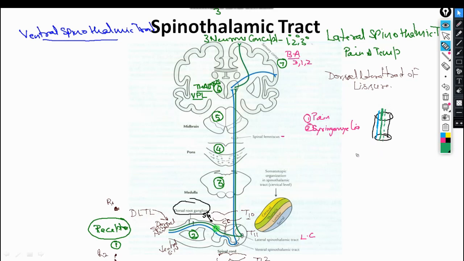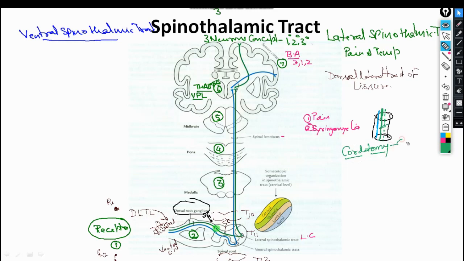So we can see here chordotomy. It's a chordotomy. So chordo means cord, tomy means cut. So the chordotomy is a surgical procedure in which the pain fibers are cut. So they are cut, and many times both the pain as well as the temperature fibers are cut. Why do we do this chordotomy and where do we do this chordotomy?